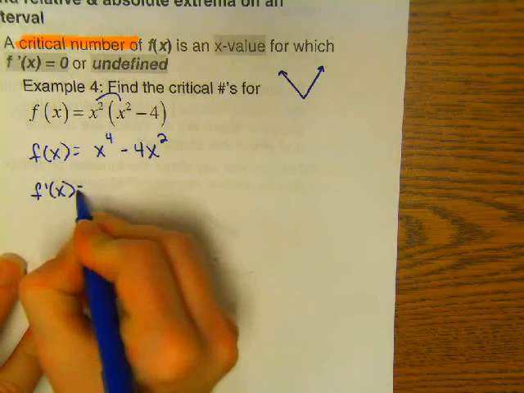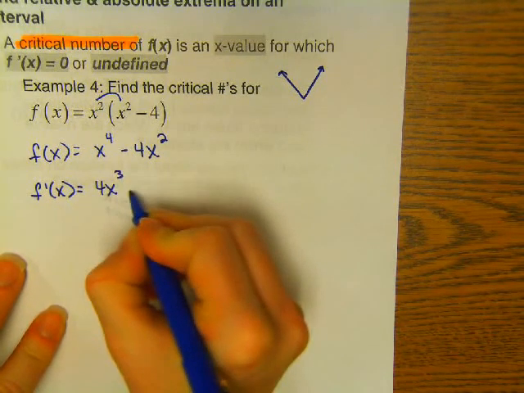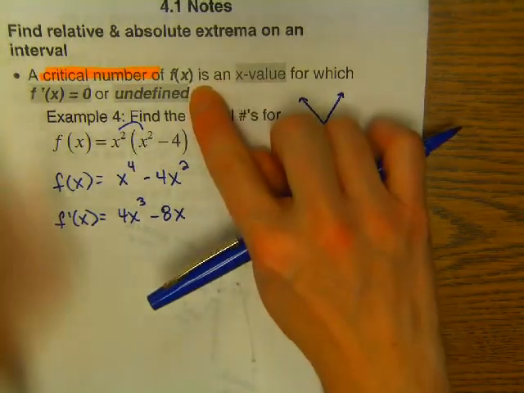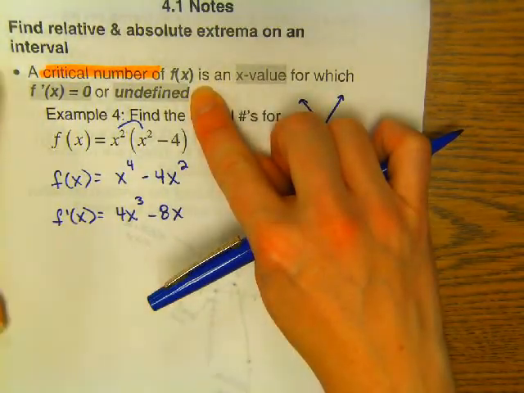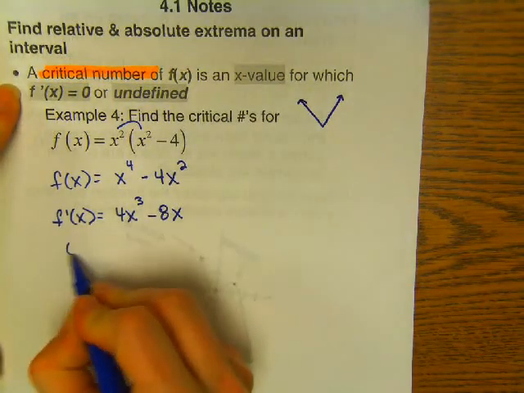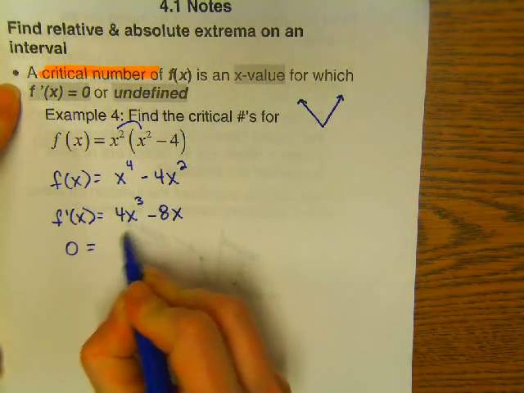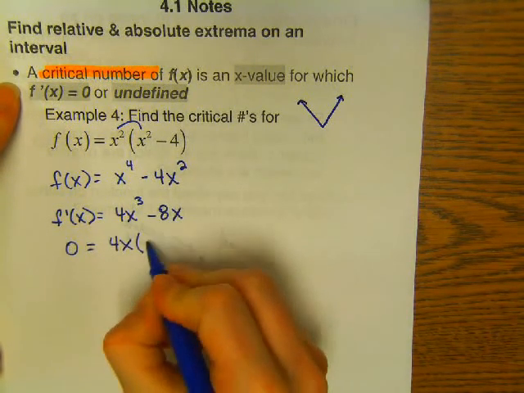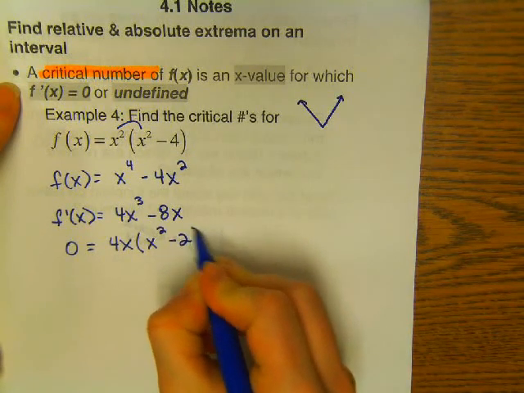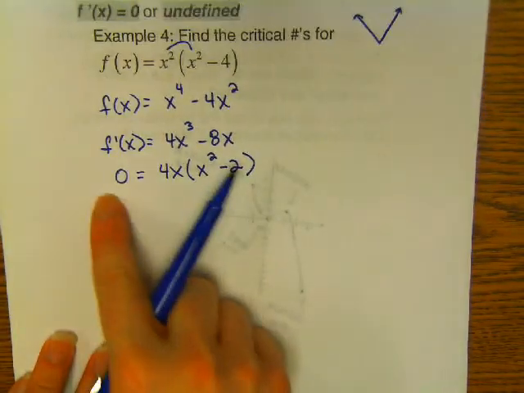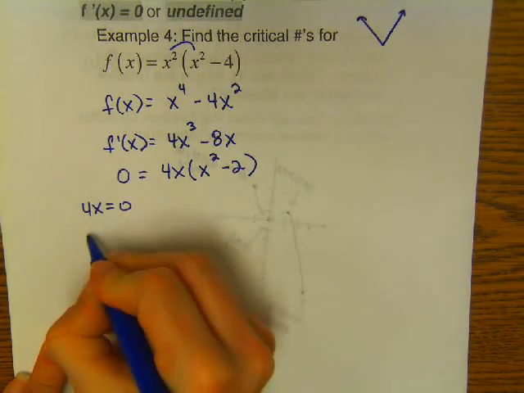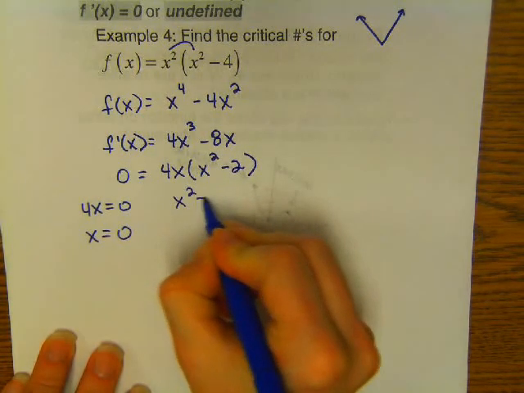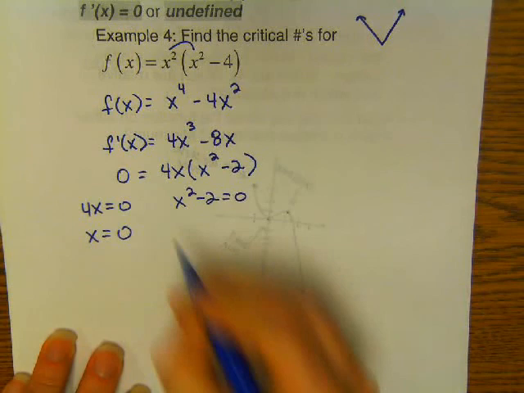Okay, and remember to find critical numbers, we're trying to find where the derivative is undefined. We already talked about this is not undefined anywhere. Or that it's 0. So I'm going to set this equal to 0 and try to find them. To do that, I'm going to factor out a 4x, and I'm left with x squared minus 2. So I set these things both equal to 0. And then I would set x squared minus 2 equal to 0. X squared equals 2. X equals plus or minus root 2.